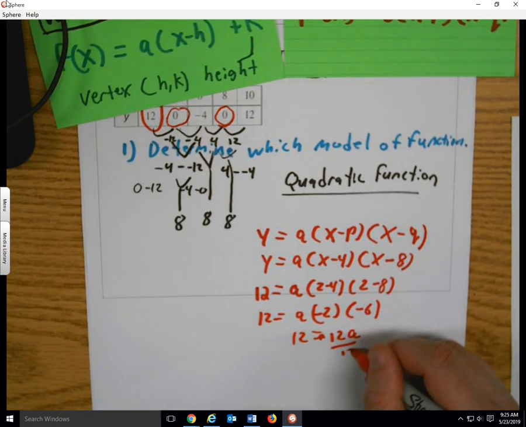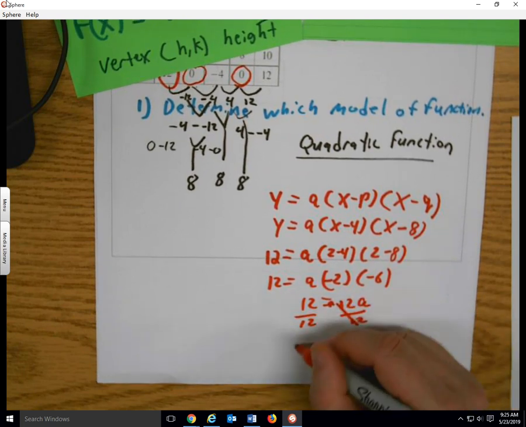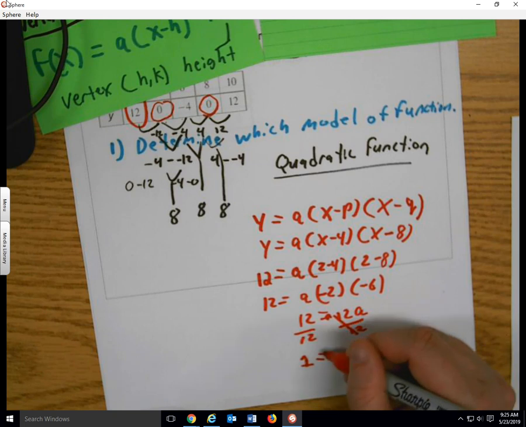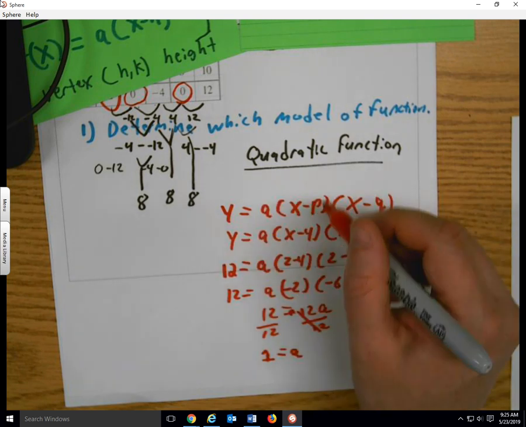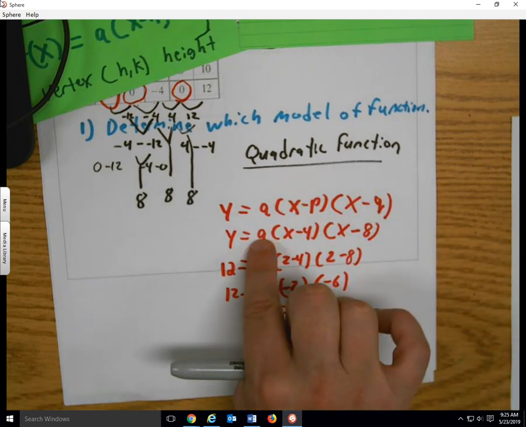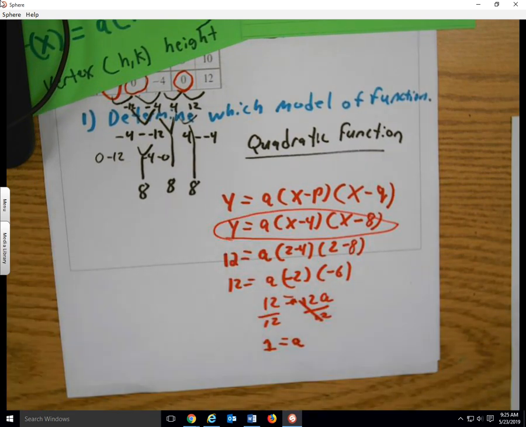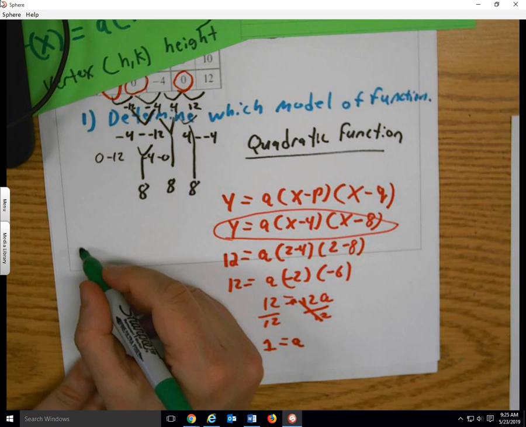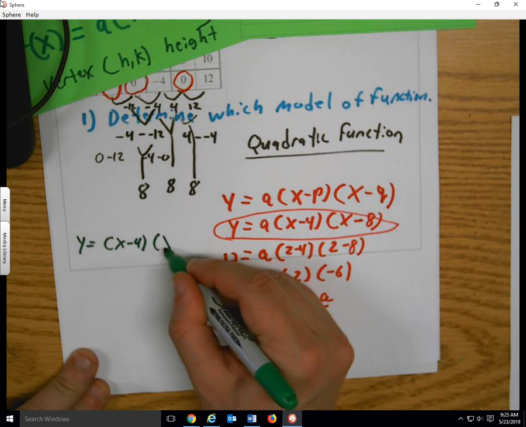And we divide both sides by 12. And we did all that work to discover that the A actually equals 1. So once we substitute the A for a 1, I don't even need to write it at that point. So it would be y equals the quantity x minus 4 times the quantity x minus 8.